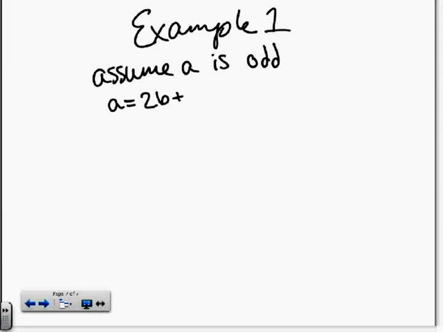Alright, to an example. For this example, we want to use a direct proof to show that if A is an odd integer, then if an integer is odd, then it is also the difference of two squares. First, we want to assume that A is an odd integer. By the definition of an odd integer, A must equal 2B plus 1, where B is any integer.